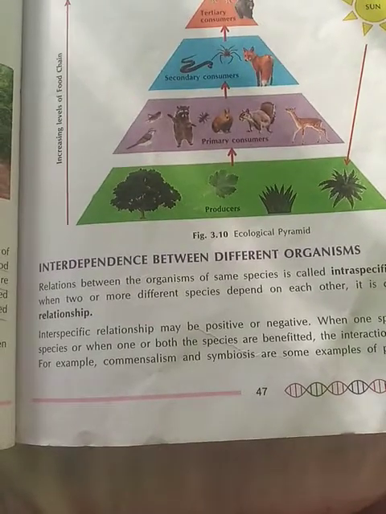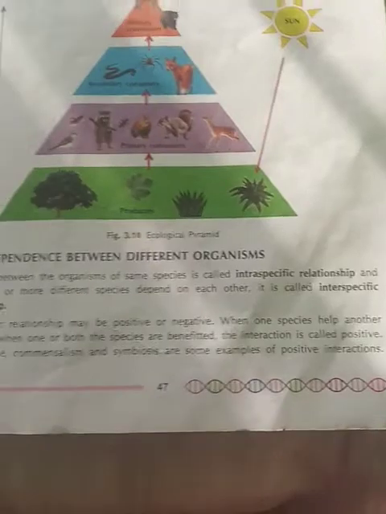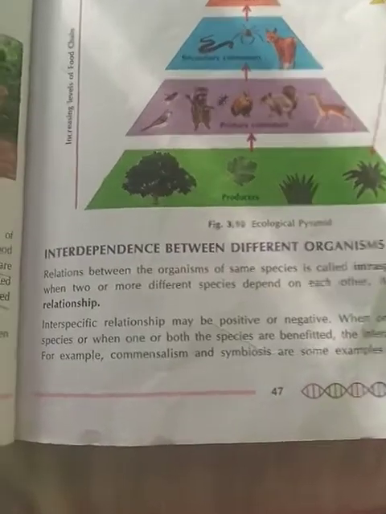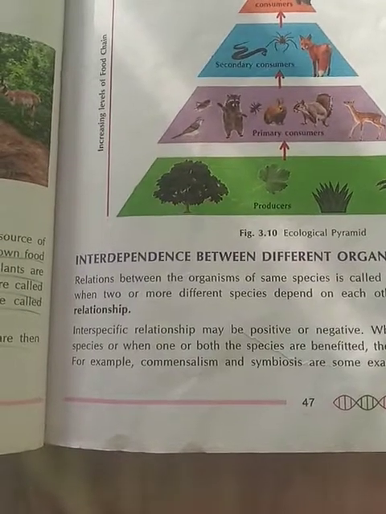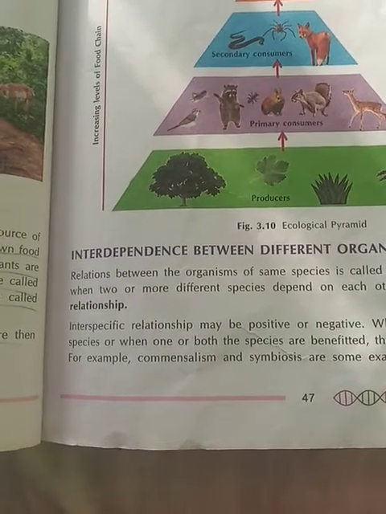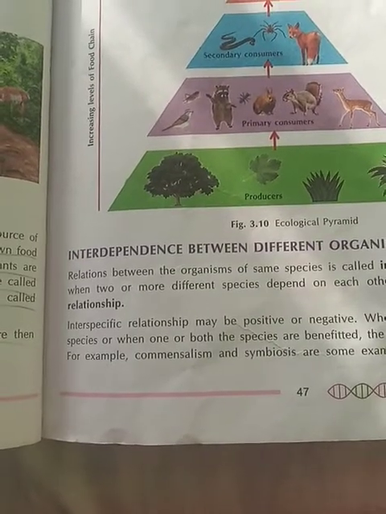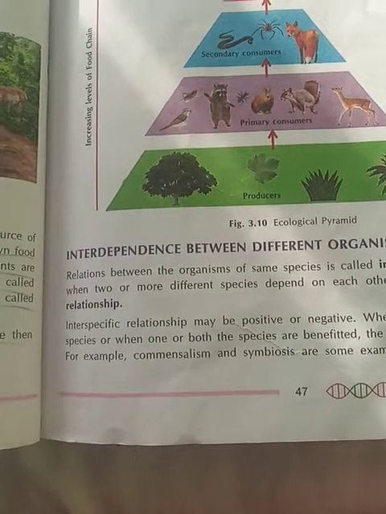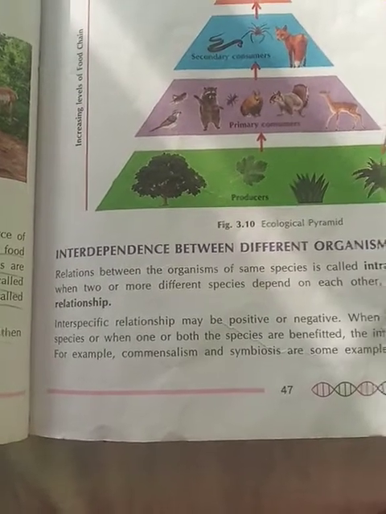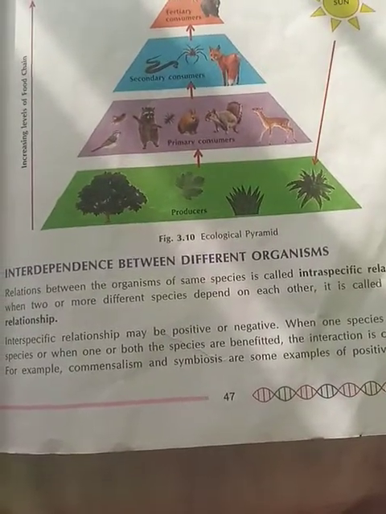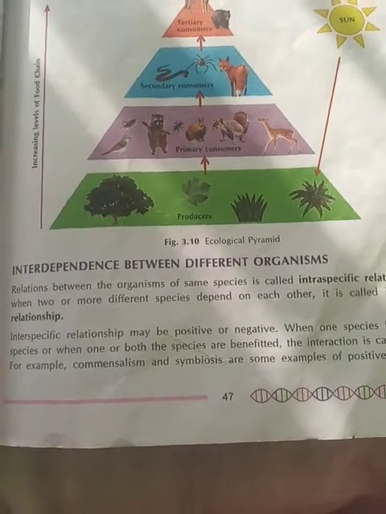When two or more different species depend on each other, it is called interspecific relationship. When there is a relationship between the organisms of two species, that relationship is known as interspecific relationship. For example, polar bear belongs to one species and reindeer belongs to another species. So their relationship is known as interspecific relationship.